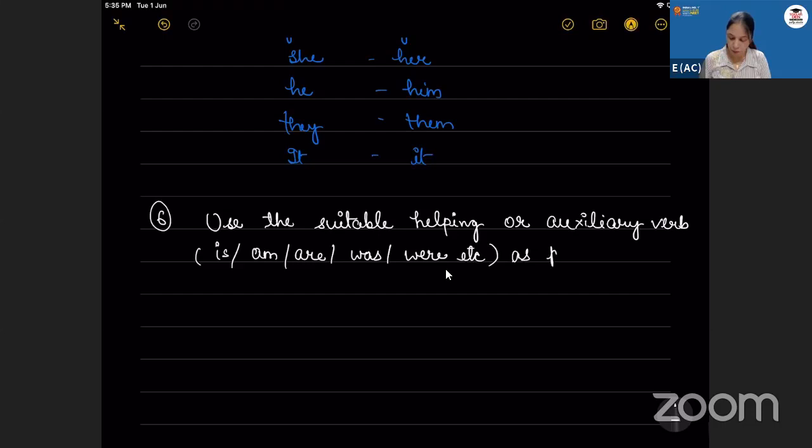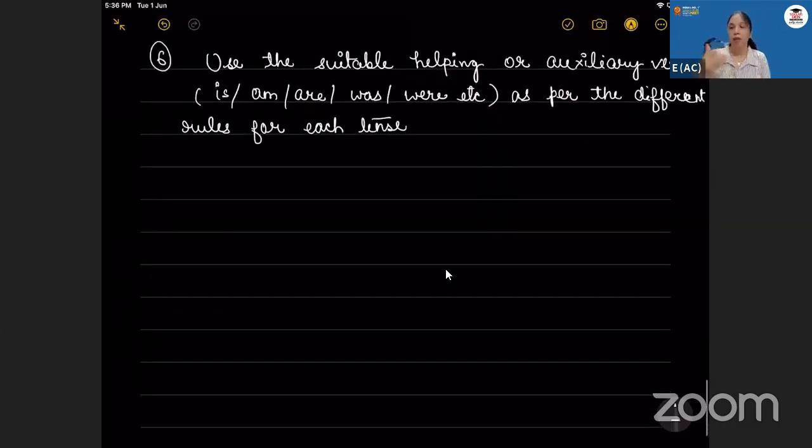As per the different rules for different tenses, for each tense. Now quickly we'll see how many tenses are converted into passive voice.